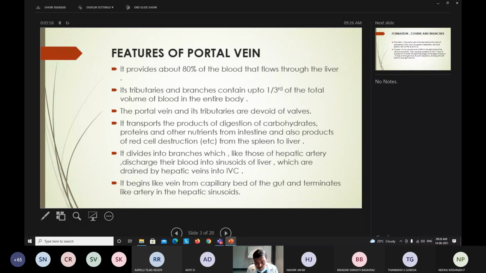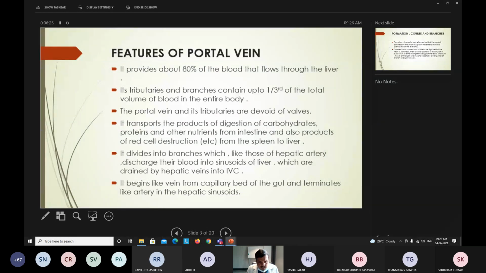These hepatic veins open directly into the inferior vena cava. This point is very important. Hepatic veins open directly into the inferior vena cava, and that is why the liver, the heaviest organ, is held in its position.